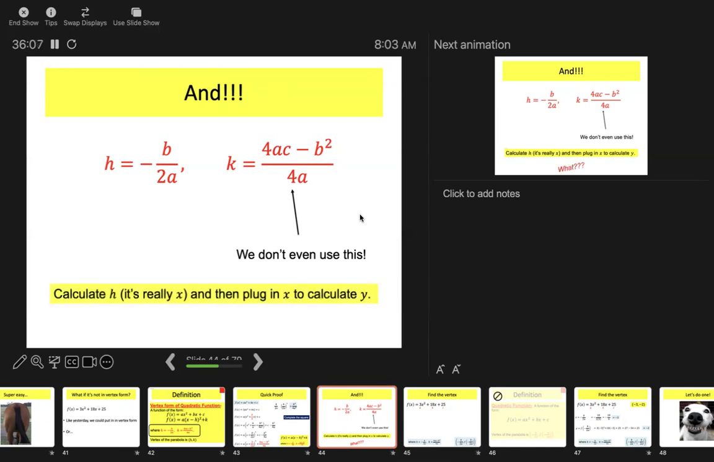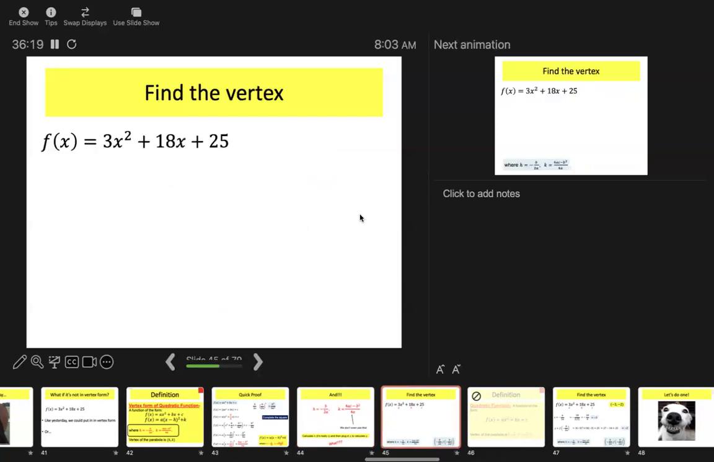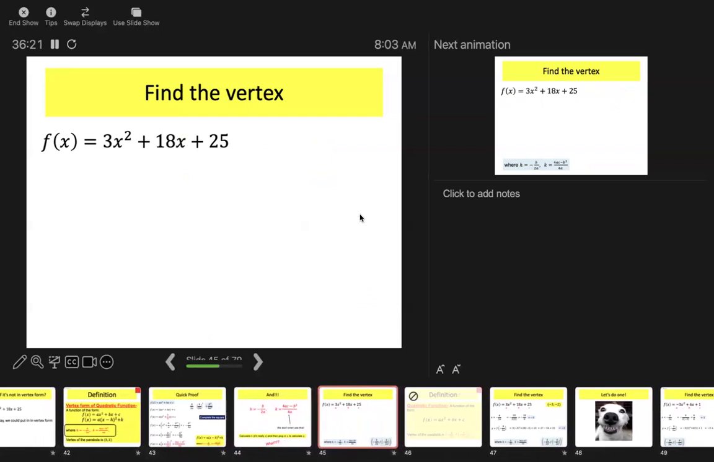All right, so we're going to calculate h. It's really just the x value of the vertex. And then we're going to plug it back into the function to figure out the y. And if you don't like that, you can use this to find the k value as well. All right, so let me show you how that works. Let's find the vertex. Anybody remember what the vertex was for this one, when we put it in vertex form? No? Okay, well, then let's find the vertex.